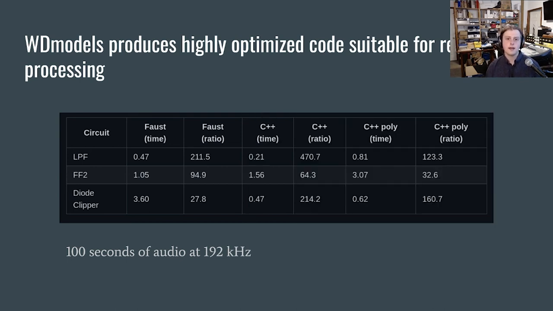And this has also had relatively favorable comparisons to existing C++ libraries. You can see here we've compared to two C++ libraries, one of which is highly optimized modern wave digital filter code, and the other one of which is a polymorphic library. And you can see that in some cases, such as FF2, Faust actually beats out the optimized C++ library, and greatly exceeds the polymorphic C++ library in most cases.